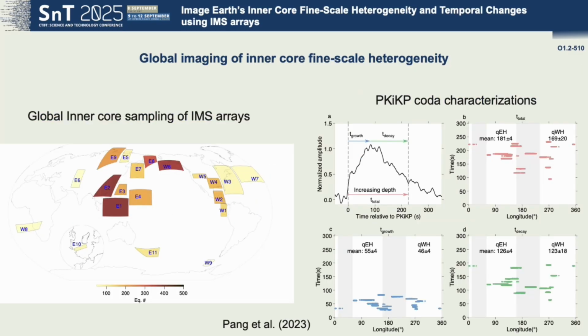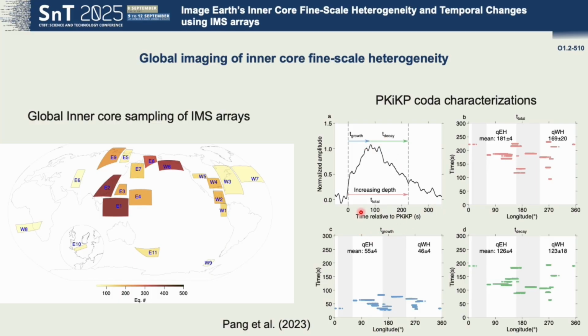As the map shown here, the IMS dataset gives us broad global coverage, including a lot of regions that have never been studied before. Panel A on the right shows an example of PKiKP coda observations from one region. The coda has a spindle-like shape. The energy grows gradually, peaks, and then decays.